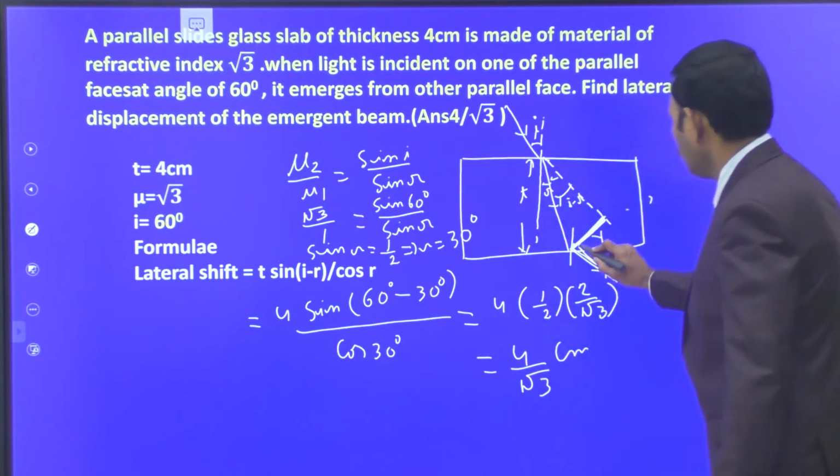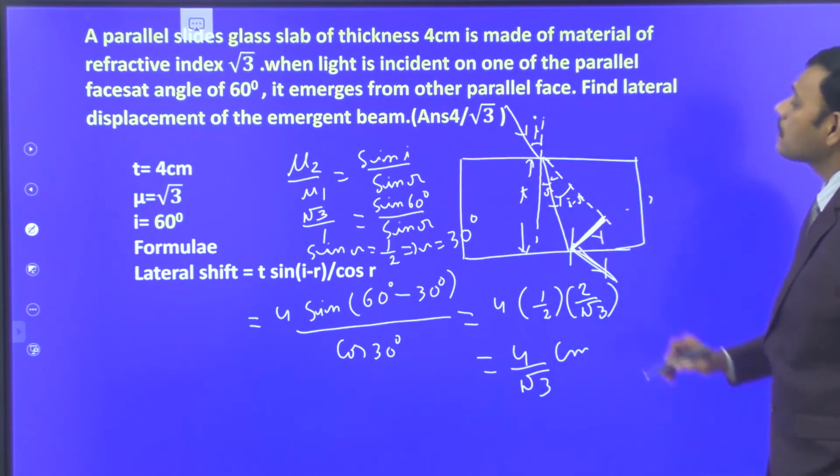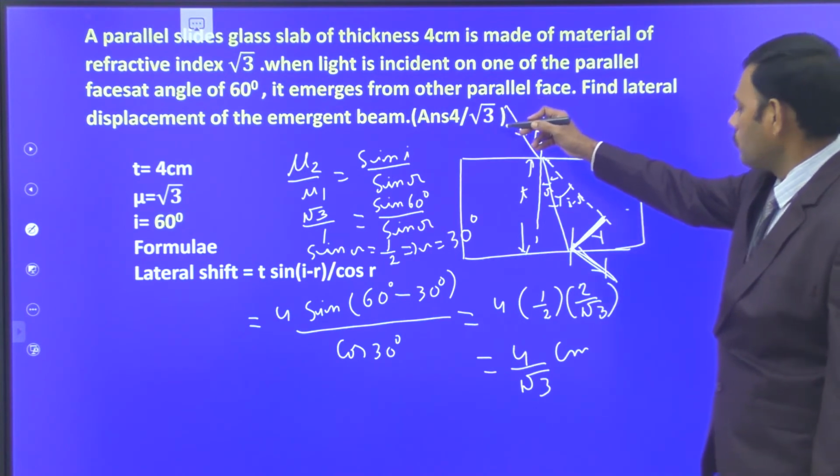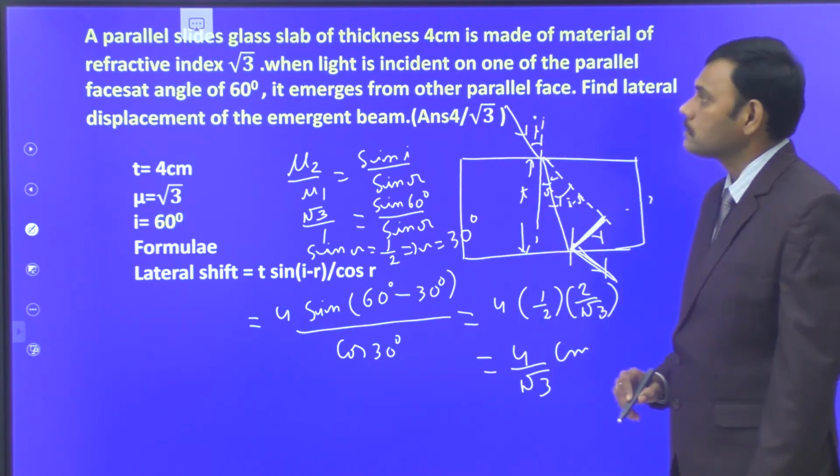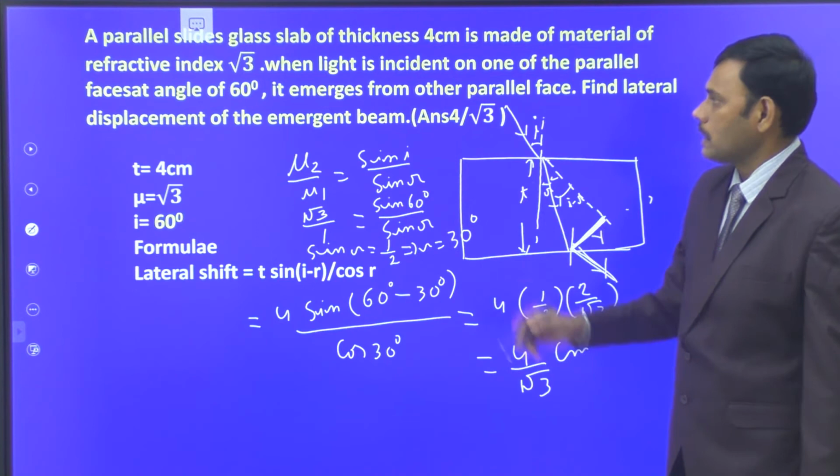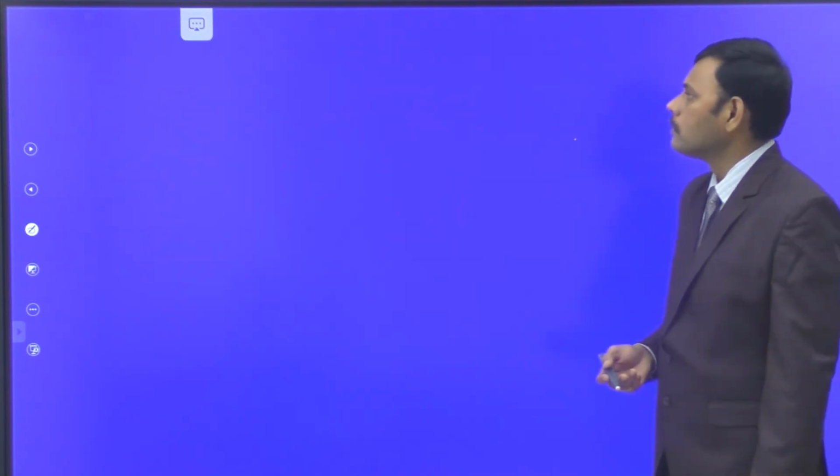This is the y value. Here in the diagram I have shown the lateral shift, and numerically that value becomes 4 by root 3 centimeters. So it is a very good problem belonging to lateral shift. Let us move on to the next problem.